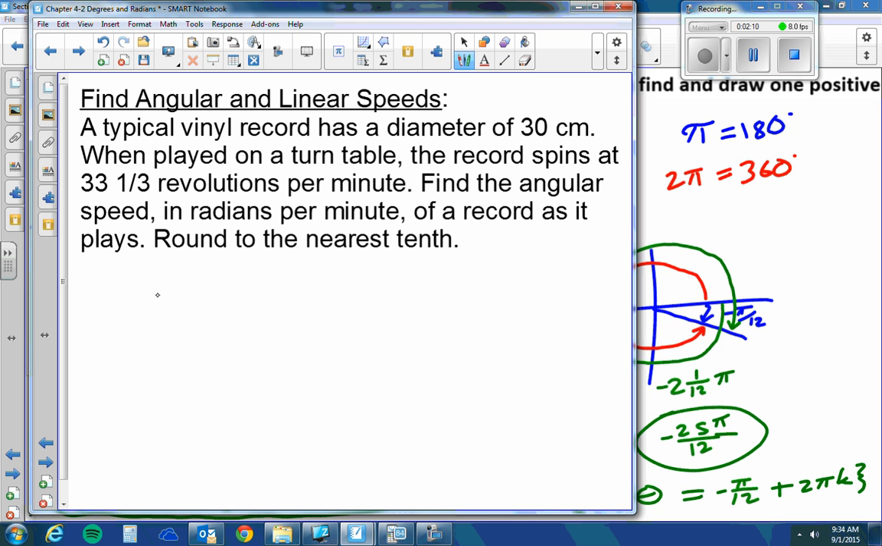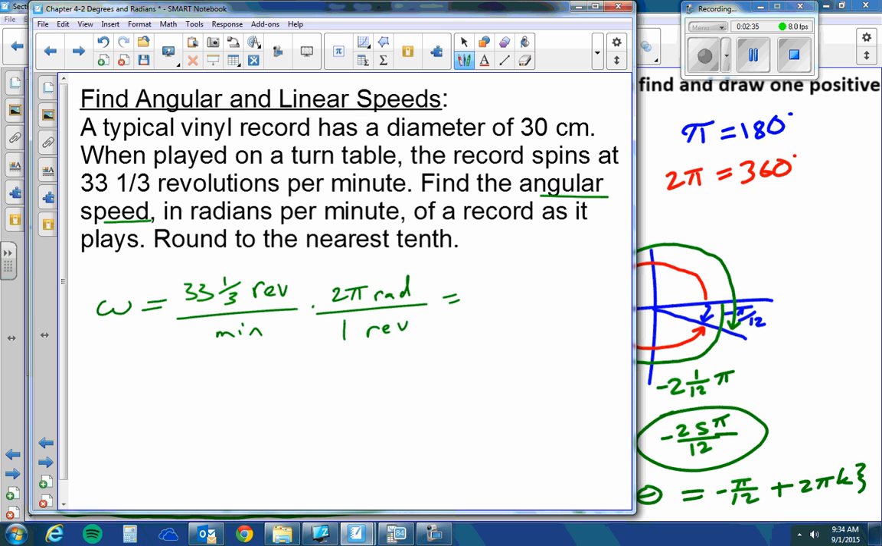So, all right. It asked to find the angular speed in radians per minute. They actually gave us the angular speed. Here, write this down. The angular speed is 33 1/3 revolutions per minute. So that is the angular speed. It's just not the right units. So we want to convert to radians. So there's 2 pi radians per revolution, yes? Which means that's all we need to do to get the units right.